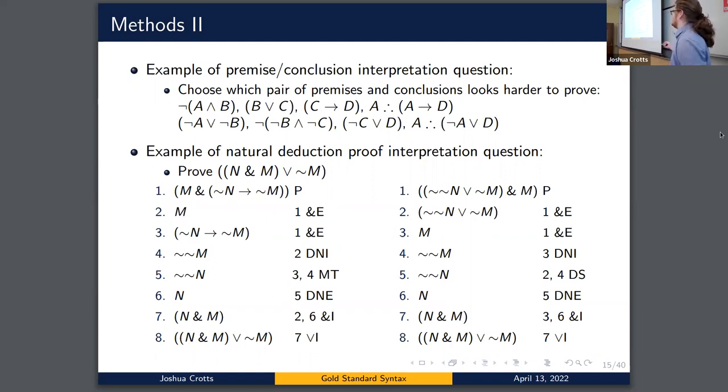And the same goes for the natural deduction interpretation. They'd be given two proofs where they prove the same conclusion, but they may be given slightly different premises. Ultimately, they reach the same conclusion, but there could be different rules applied. As we can see on the left here, there's a modus tollens rule, and on the right, there's a disjunctive syllogism. But they both reach the same conclusion, and they just have to say which one looks harder to understand.